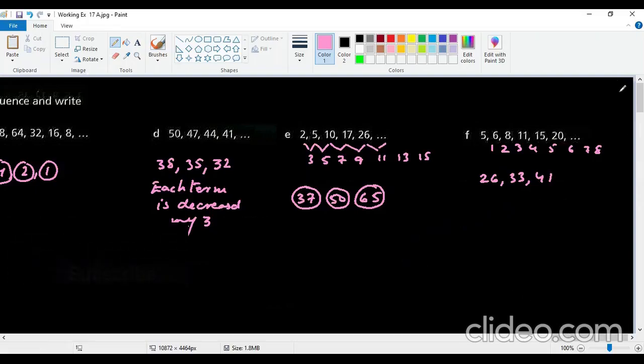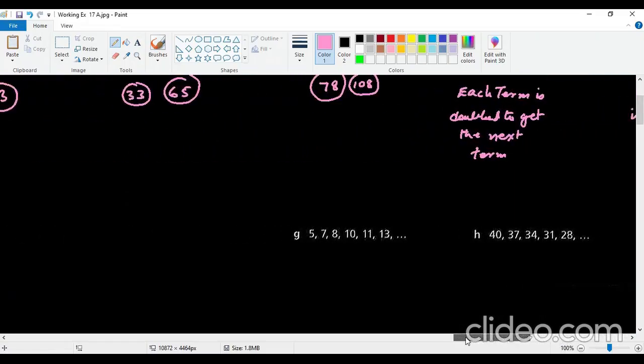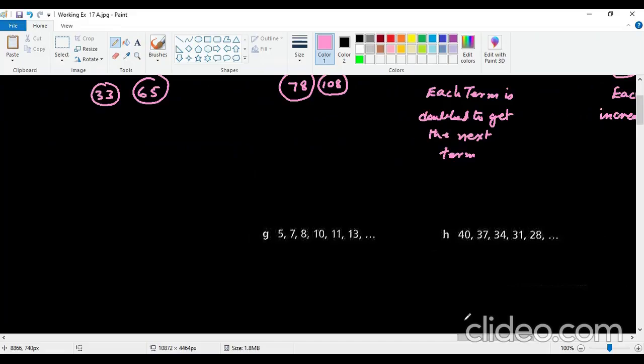Next question is question number G: 5, 7, 8, 10, 11, 13. So what is happening here? Here 2 is added, here 1 is added, here 2 is added, and here 1 is added. So next, 2 is added, and then 1, and then 2, and then 1. So that's how you will get 14, 16, and 17 as your final answer for this question.